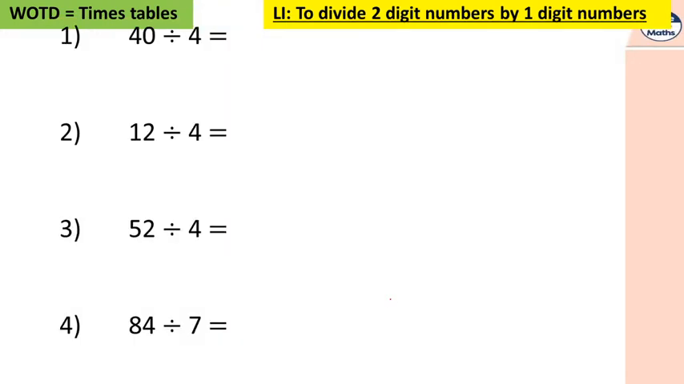Okay, so we've got our warm-up questions again. So we have 4 questions here. This is just using your times tables. So working backwards is what I do. So 40 divided by 4, you can either divide it or say 4 times what is 40? 12 divided by 4, or 4 times what is 12? 52 divided by 4, or 4 times what is 52? 84 divided by 12, or 7 times what is 84? So using your times tables will really help with your division. So pause the video, answer those questions, and then come back so we can go through them.